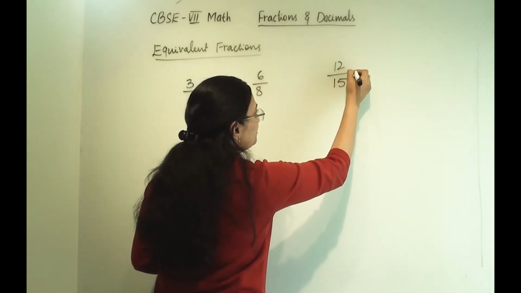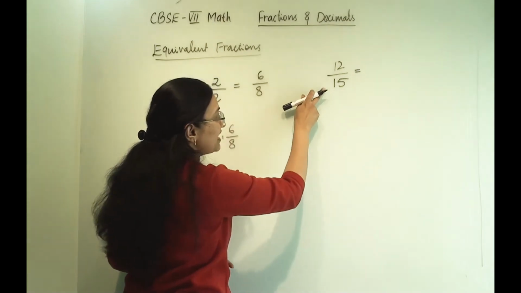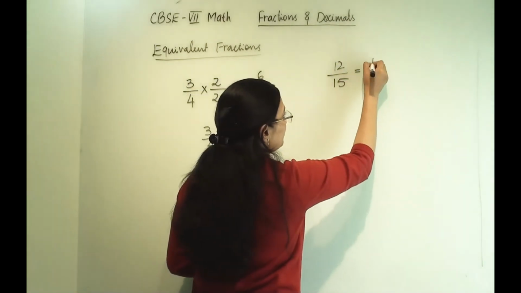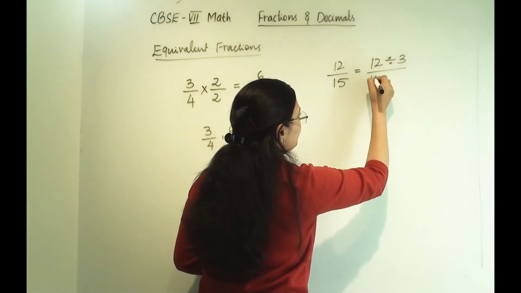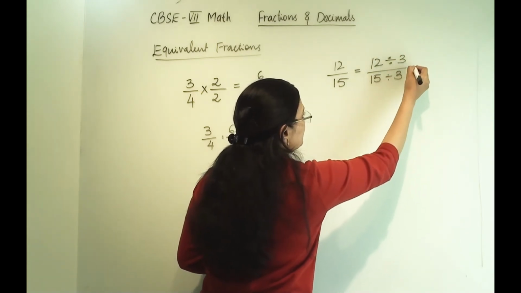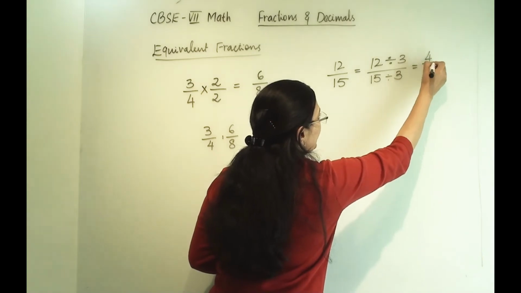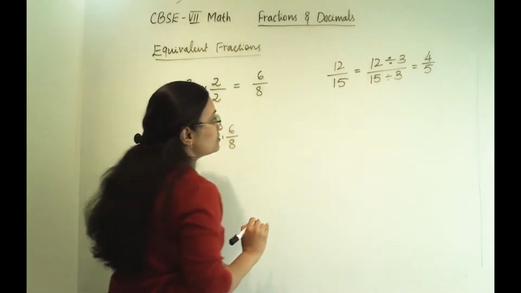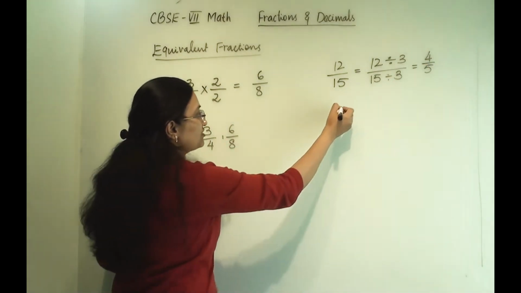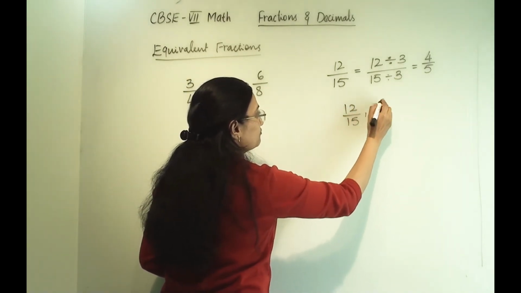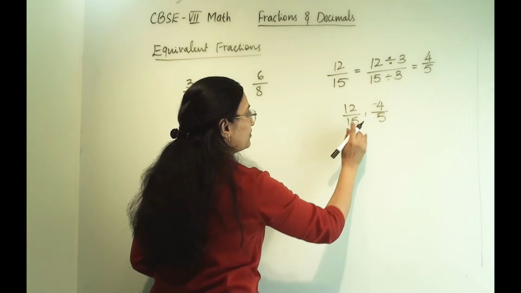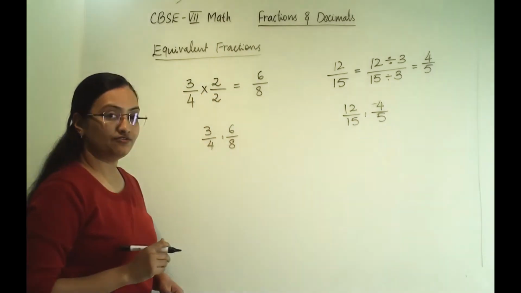So here if we divide the numerator and denominator by 3, for example, 12 divided by 3 and 15 divided by 3, we will get here 4 and 5. So this is the equivalent fraction of 12 by 15. So here 4 by 5 and 12 by 15 are equivalent fractions.